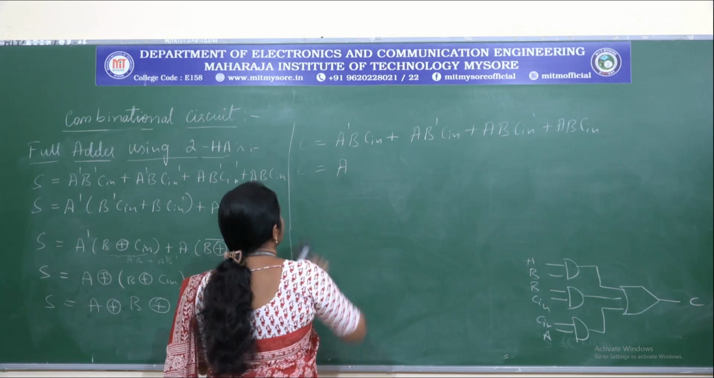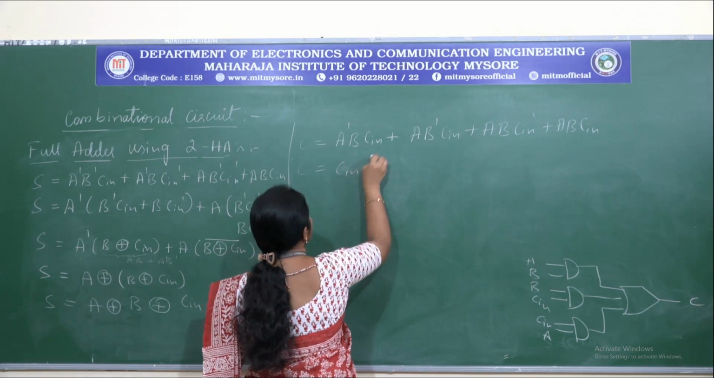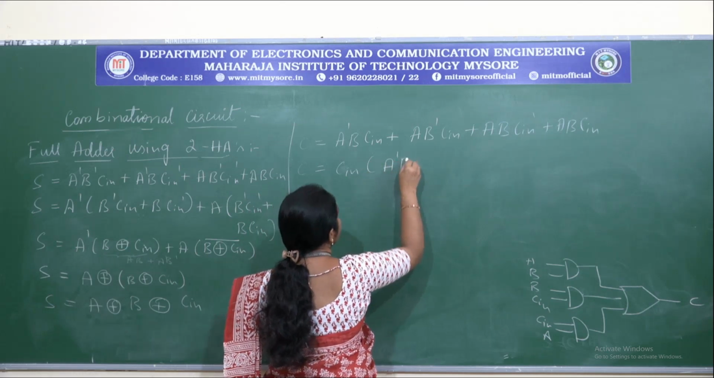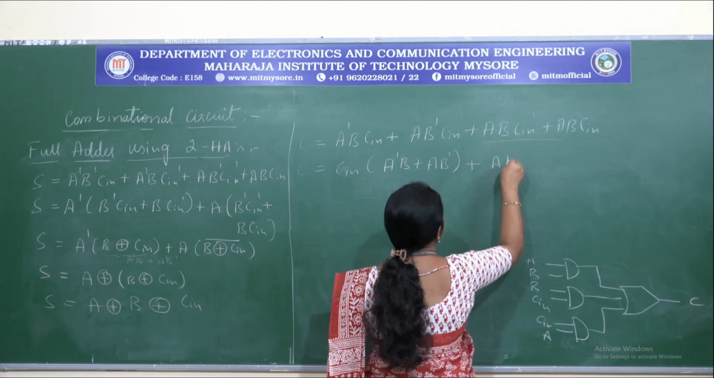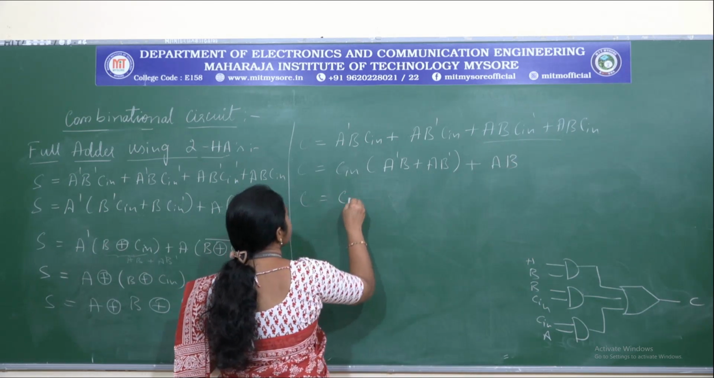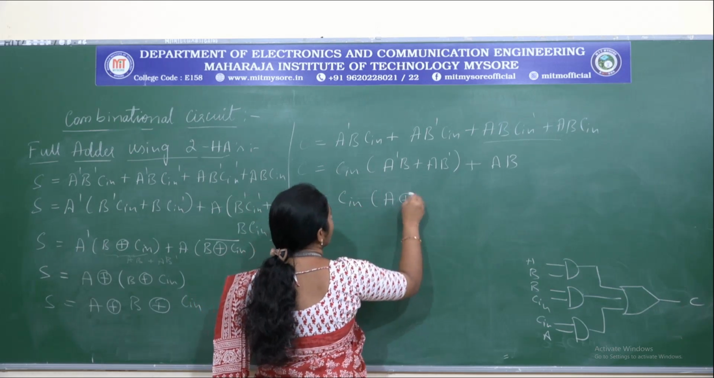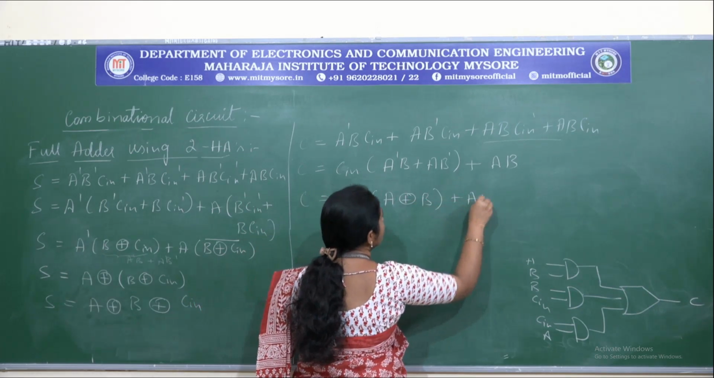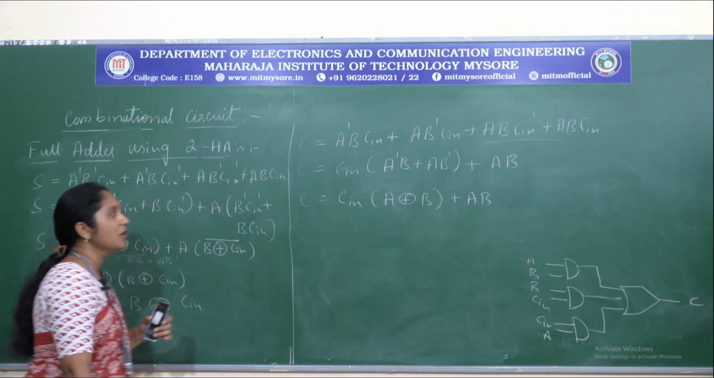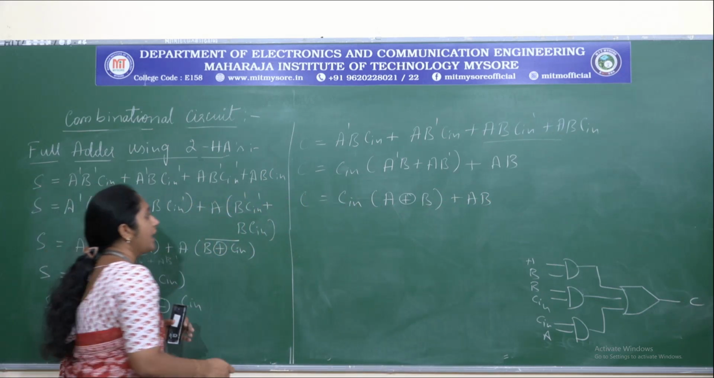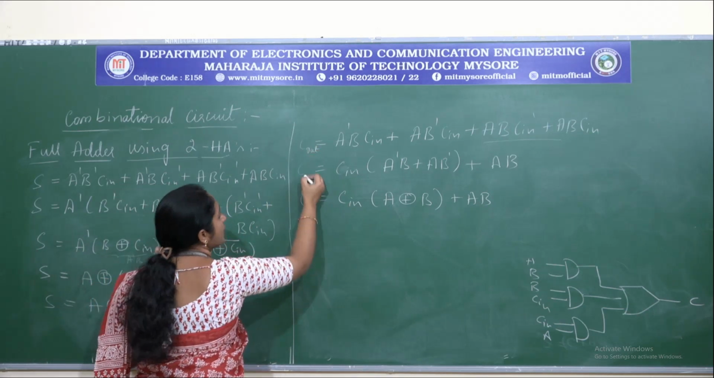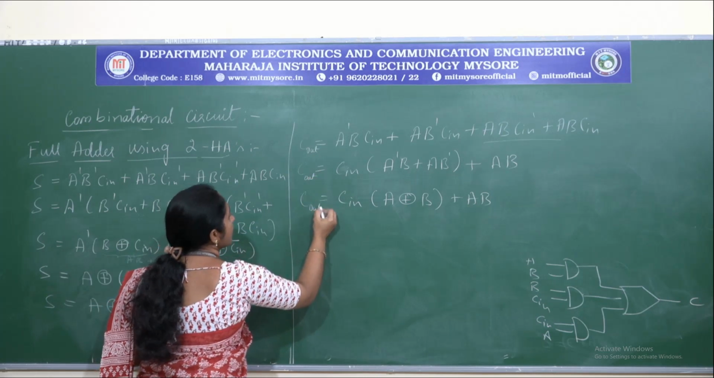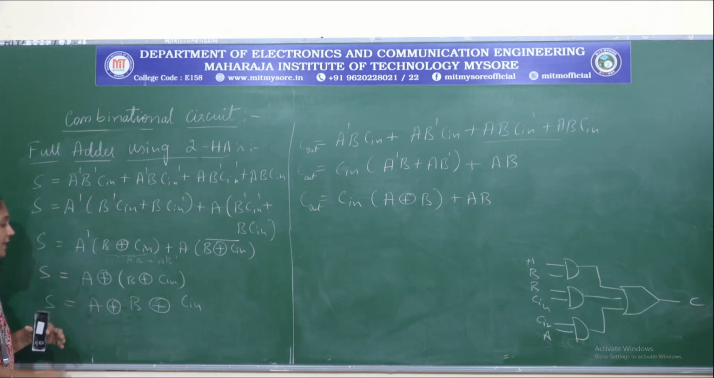Here I can take Cn outside, and this can be written as A dash B. So these two can be simplified and written as AB, and the other as A XOR B. This is the simplified expression for the carry out, C out. I have just represented it as C, so we can represent this as C out also. So now we have a new expression for this.